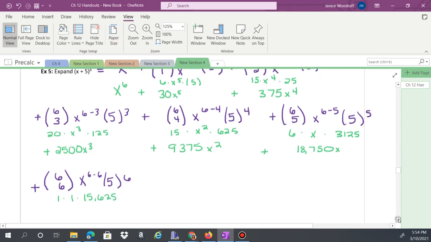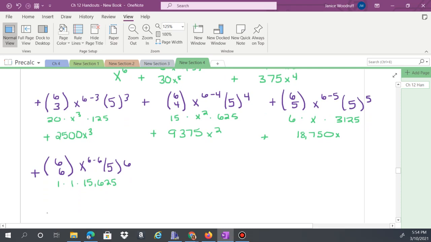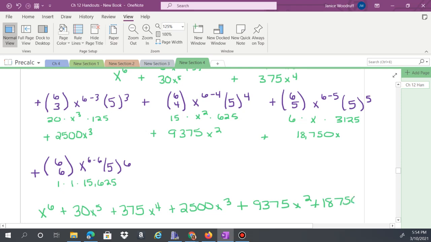So then we're going to write out the whole answer. You start out here, you got x to the 6 plus 30 x to the 5th plus 375 x to the 4th plus 2,500 x cubed plus 9,375 x squared plus 18,750 x plus 15,625. So it's long, but this is actually a shortcut from actually having to multiply the whole thing out. Okay, and I have one more shortcut to show you to make it a little bit easier.